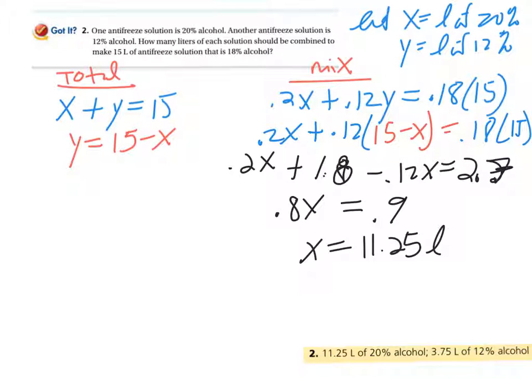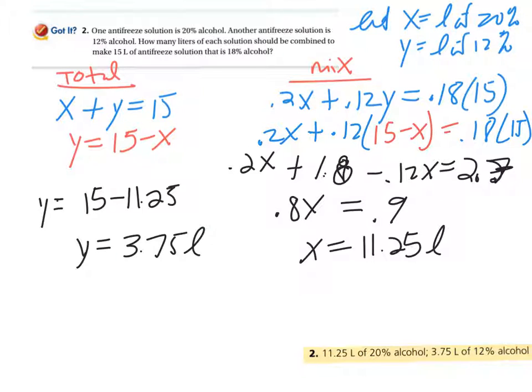That means I go back and we're going to do a total of 15 liters. So 15 minus my 11.25 means that y, so y equals that, y is going to be 3.75 liters. Again, that's the 12% stuff. So you start out, again, mixing together 11.25 liters of the 20% stuff and 3.75 liters of the 12% stuff, and you get 15 liters of 18% when you combine it all together.